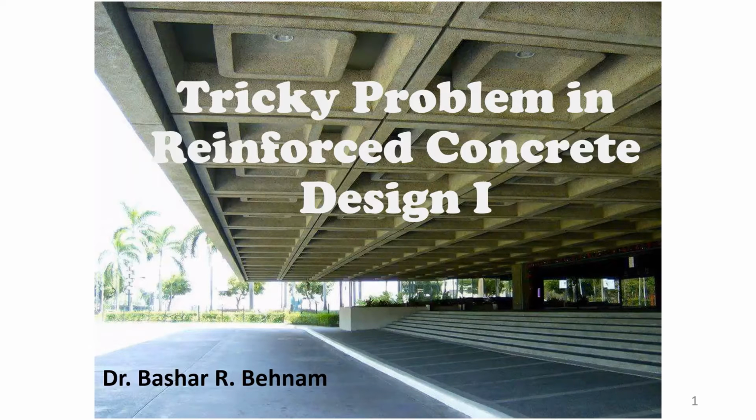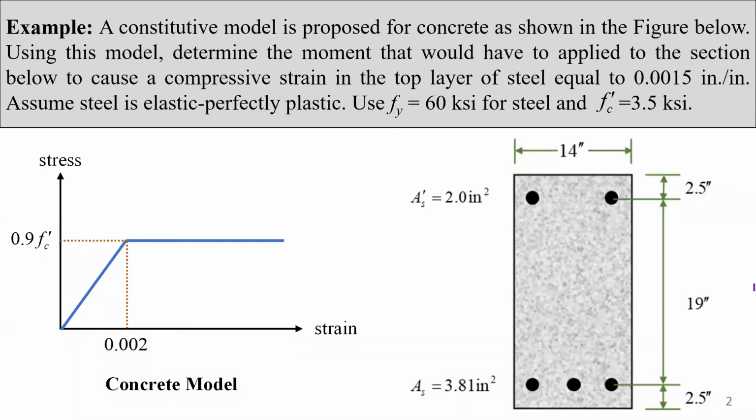On many occasions, professors like to bring some tricky questions in their exams. In this presentation, we are going to discuss one of these problems in Reinforced Concrete Design 1. This is our example, and here the yield stress of steel is 60 ksi, and the compressive strength of concrete is 3.5 ksi.